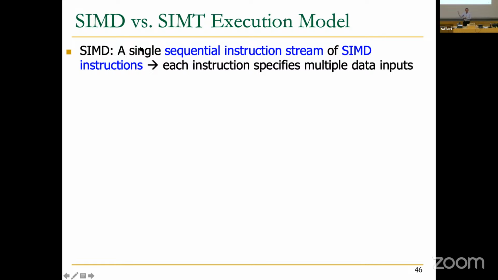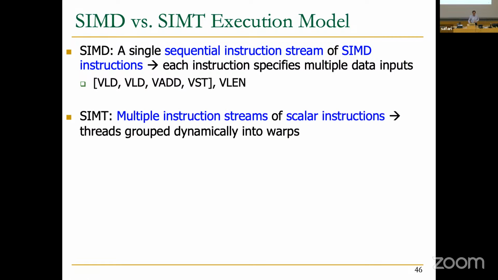SIMD, what we have done last week, we have a sequential instruction stream. Actually, we did it a few minutes ago also. We have a sequential instruction stream of SIMD instructions: vector load, vector add, vector store, right? We've seen that earlier. Each instruction specifies multiple data inputs. You need these instructions, and you need a vector length. I'm ignoring the vector mask for now. We're going to treat that soon.